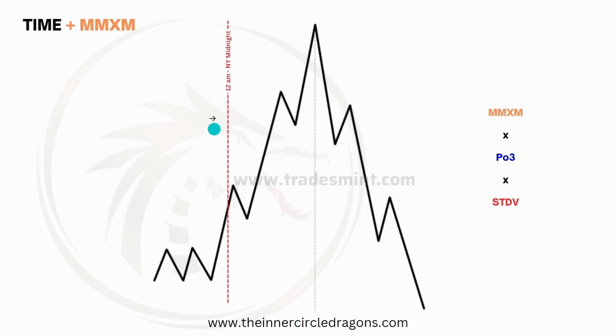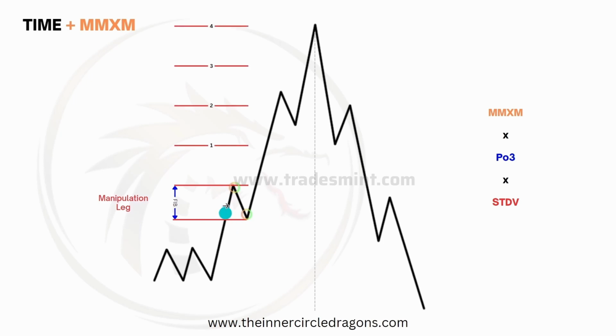Well, post 12 a.m. New York midnight, we're expecting a drop lower. That retracement leg lower is the manipulation phase, where we expect our first stage of accumulation. Now, if we take a fib of that manipulation leg and we anchor it from the high to the low, and we project deviations of that range upwards, we can get an indication of how high the buy program can reach for. In this case, we get 4 standard deviations.